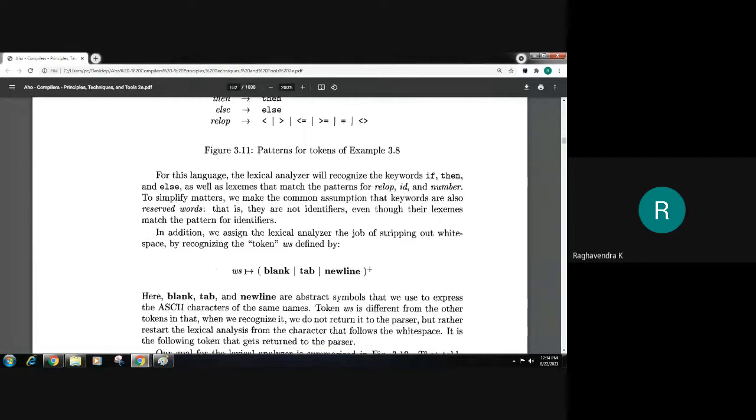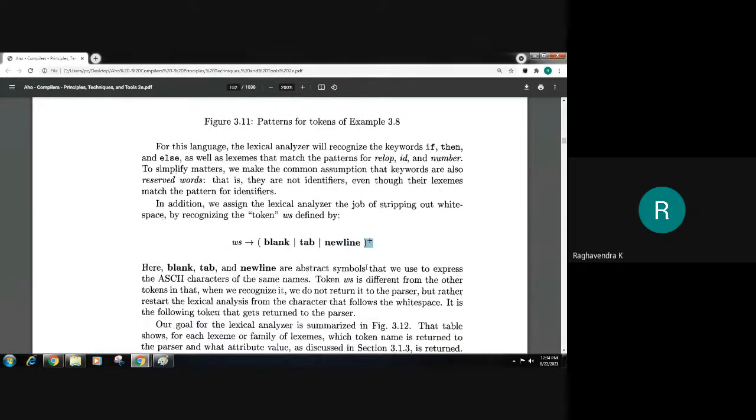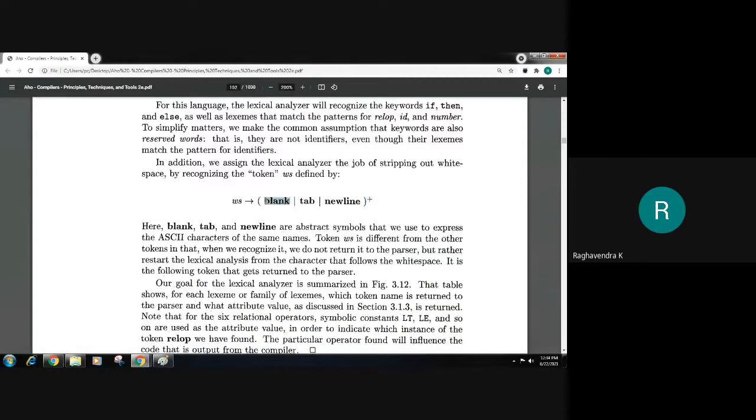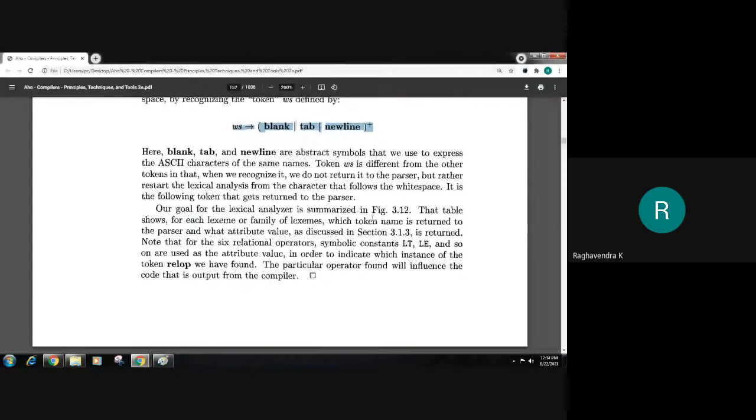So what is a white space? A white space can be either a blank or a tab or a new line appearing any number of times. Okay, so you know the pattern for blank, right? It's nothing but a space. Tab is \t and new line is \n, right? So we can have a regular definition for these as well.